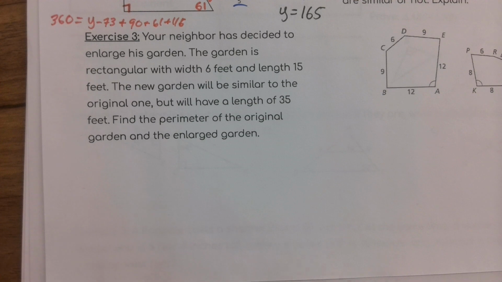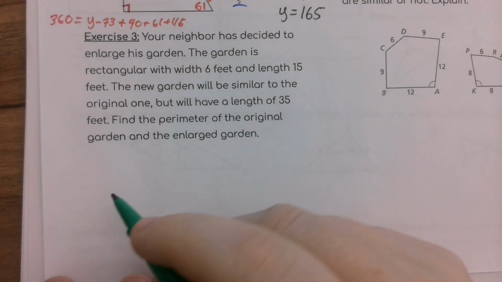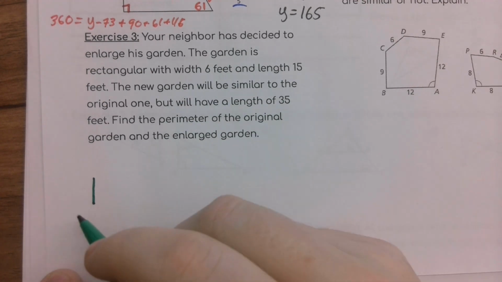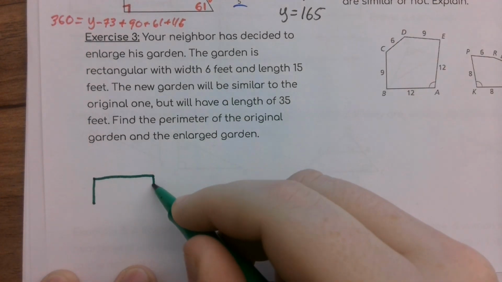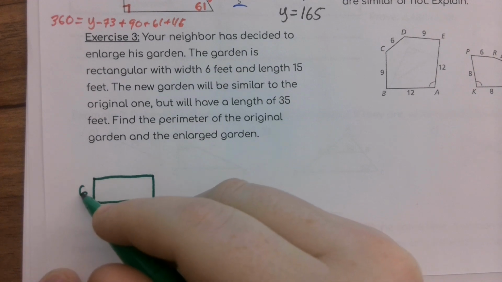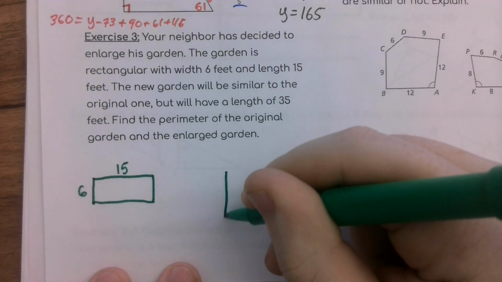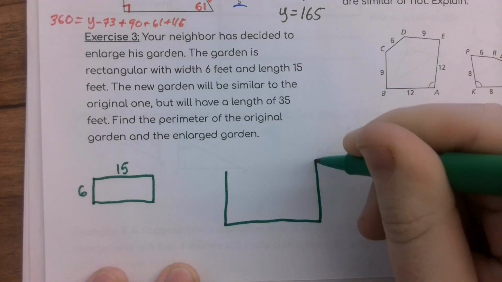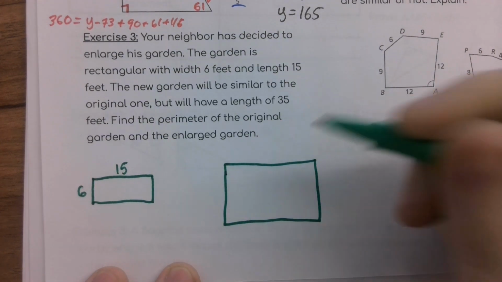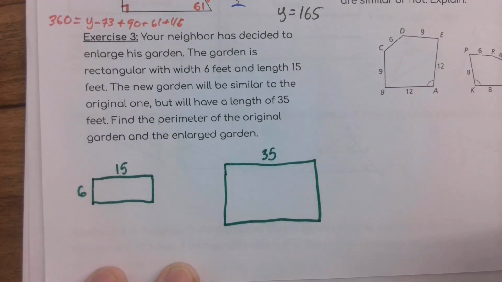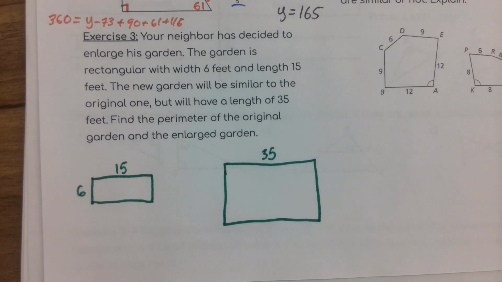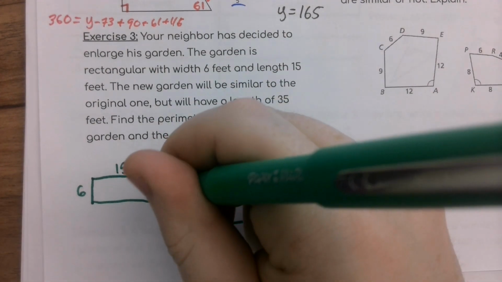My suggestion for any of these word style problems, which you will be seeing quite a few of this unit, is to draw a diagram. So I'm going to draw the first rectangular garden with a width of 6 feet and a length of 15. And we know that the new garden is going to be just enlarged, but it is going to have a length of 35 feet. And somehow we need to find the perimeters of these. Well, finding the perimeter of the first one isn't a big deal. We know these are rectangular gardens, so can't we just add up all the different side lengths?